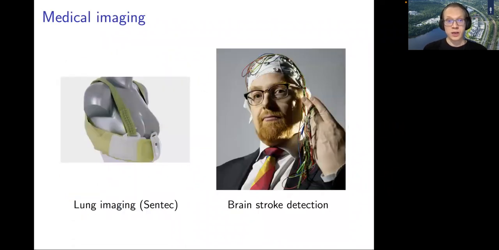And this is also used in medical imaging. So in the picture on the left, you can see one of the commercial devices, an electrode belt manufactured by Swisstom, which is used for monitoring the lungs of a patient. And in Finland, we are applying this electrical impedance tomography to detection of brain stroke. The idea is that in an ambulance, you could quickly decide the type of the brain stroke that the patient is having so that you can give the correct medicine. And the model here who is displaying the latest fashion in electrode hats is Samuli Siltanen from Helsinki.